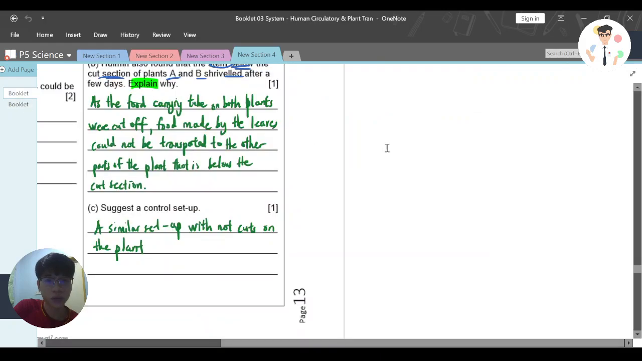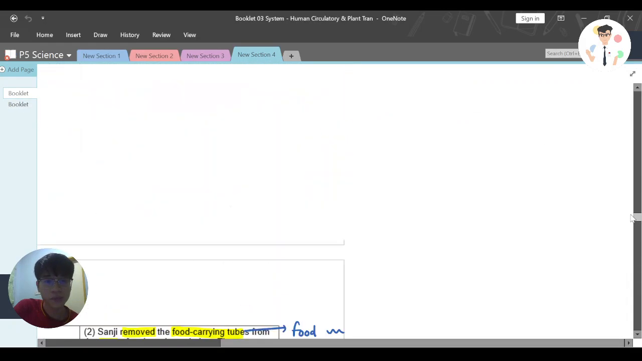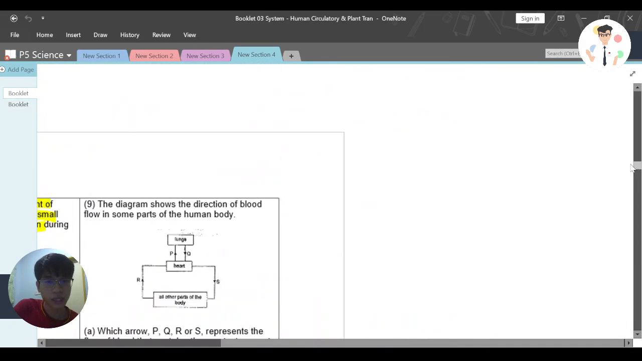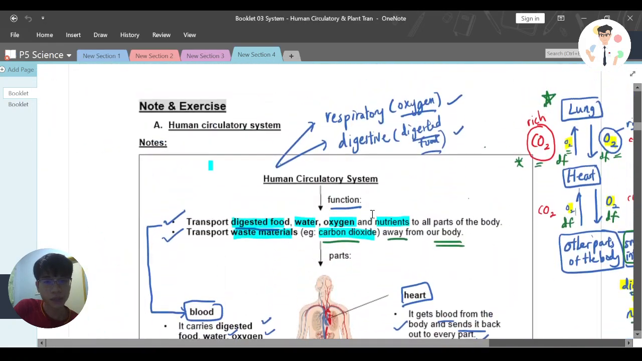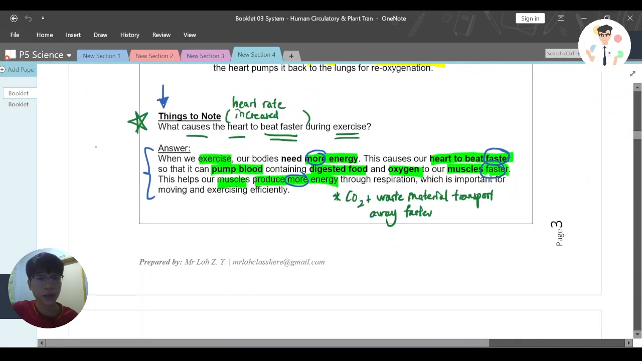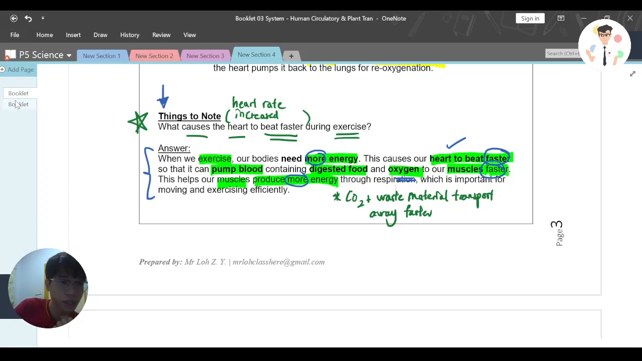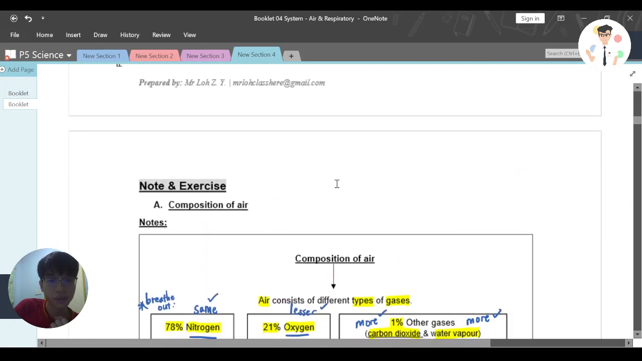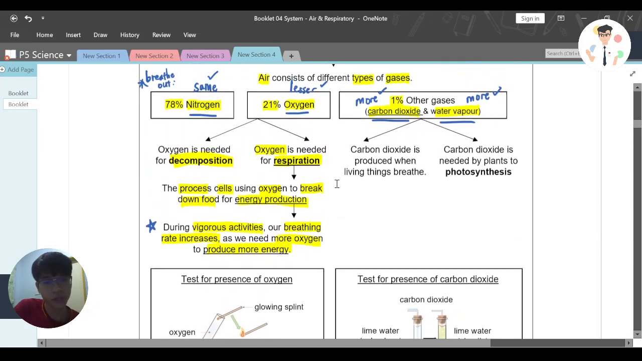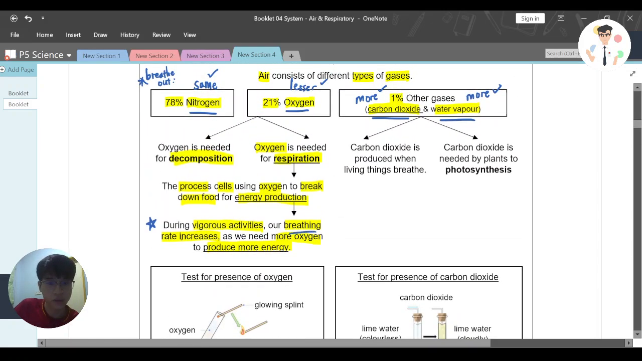So let me quickly go back to our booklet 3 where you learn about this. Let me just quickly go through here. Yes, this part. Again, when we exercise, our body needs more energy. This causes our heart to beat faster, pumping blood containing digested food and oxygen. Containing oxygen means that oxygen is needed very strongly at that moment also. Our breathing rate is increasing. As you can see the words here, breathing rate. Again, everything is connected and it's important to know.